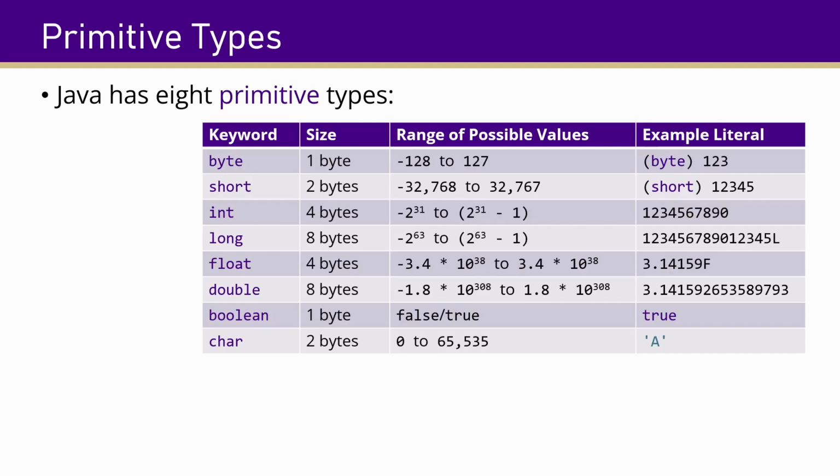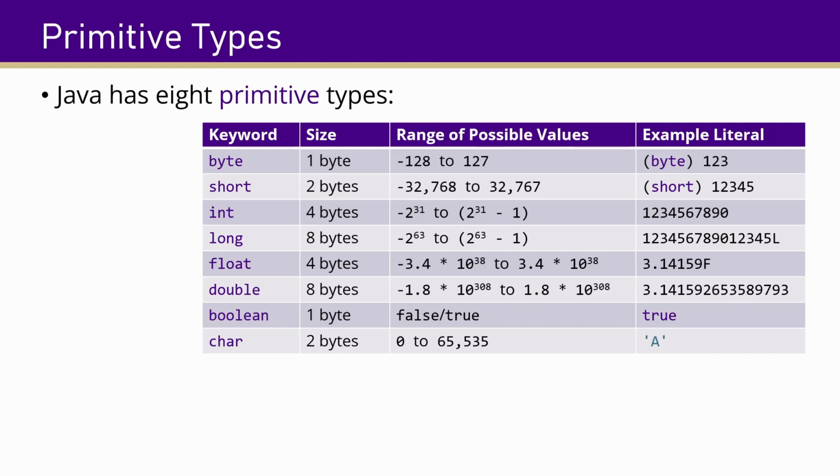We have 8 of them in total: byte, short, int, long, float, double, boolean, and char. On the right, you can see how we would write out a literal of that type. A literal is a value that you write directly into your code. It's just like a number.